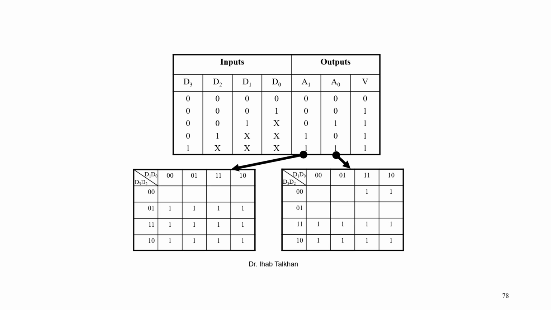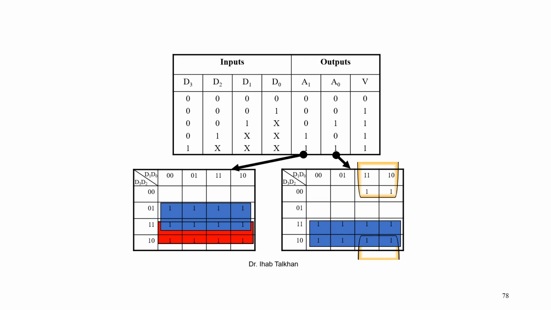Since V equal D0 plus D1 plus D2 plus D3, and for A1 you can find here this is D3, and this group corresponds to D2. So actually A1 equal D2 plus D3. And for A0 you find that this is D3, and this group here will give you D2 bar. So A0 equal D2 bar plus D3, and these are the equations governing the priority encoder.